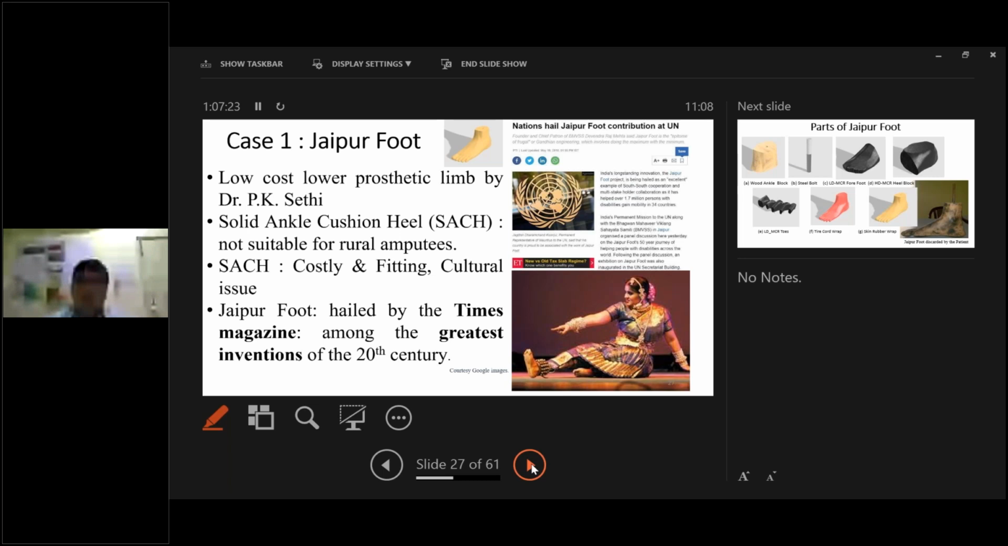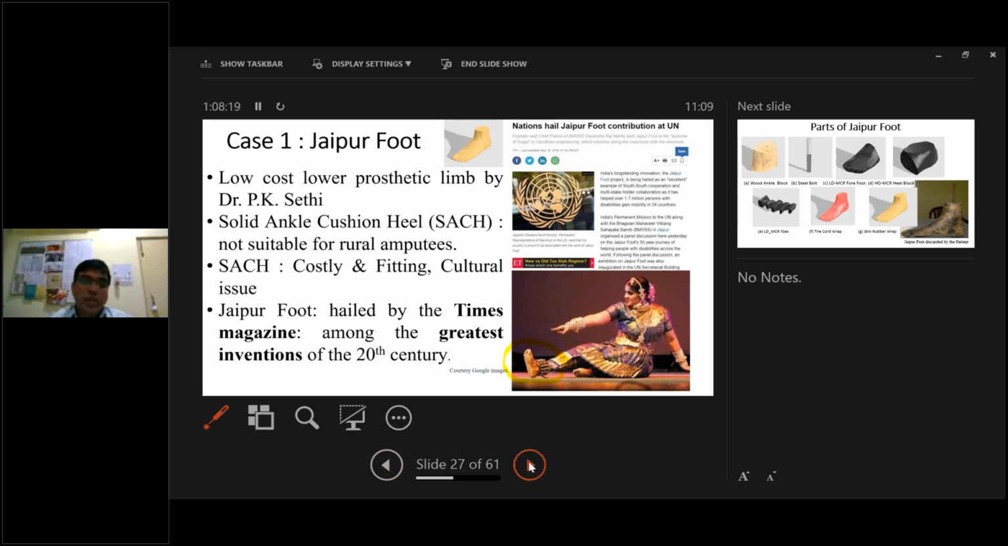So the low cost prosthetic limb, the Jaipur foot, was developed by Dr. P.K. Sethi in the late 70s. This was an improvement over the earlier SACH foot, which was a European development. SACH is a wooden foot, solid ankle cushion heel, they called it. SACH was costly and was not fitting to the Indian environment. So Dr. Sethi came up with a foot like the Jaipur foot, and it was considered by Time magazine one of the greatest inventions of the 20th century.